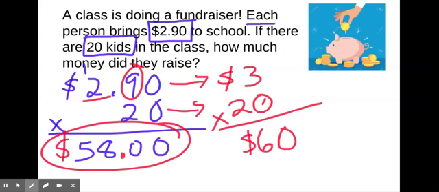So to summarize, when you're multiplying with decimals, multiply it as if there was no decimal point there. Just use your regular multiplication skills. Then use an estimate to help you place your decimal point.